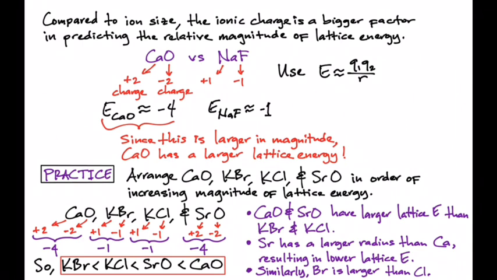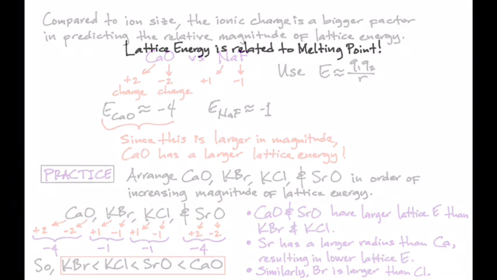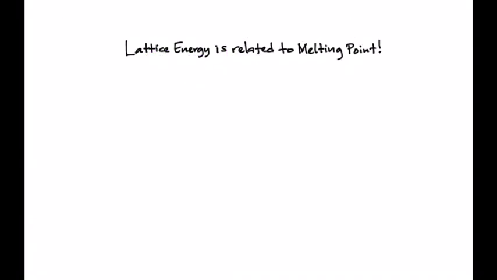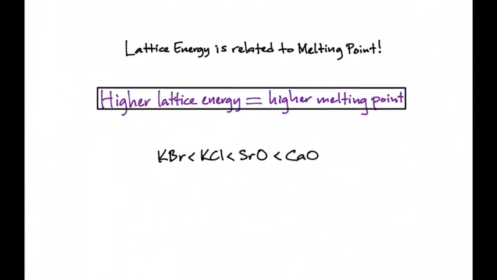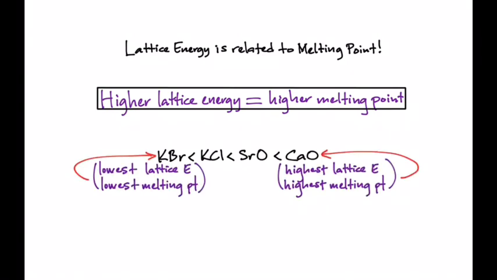And this is how you would arrange it in terms of increasing magnitude of lattice energy. KBr is less than KCl, KCl is less than strontium oxide, and strontium oxide is less than calcium oxide. And as I mentioned in the beginning, lattice energy is related to melting point, which is basically the temperature in which a crystalline solid melts. And the higher the lattice energy, the higher the melting point. So if we were comparing KBr with calcium oxide, calcium oxide would have the largest melting point, and KBr would have the lowest melting point.